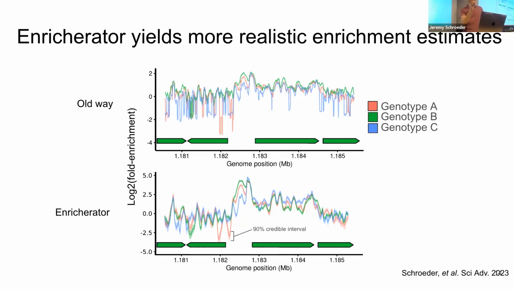Okay. So Enricherator actually solves both of these problems, where it shares local information in a principled way based on the structure of sequencing data that we know exists. It's in our mental model. It should be in our mathematical model, right? And it also handles count data appropriately. So it gives us these more realistic estimates.